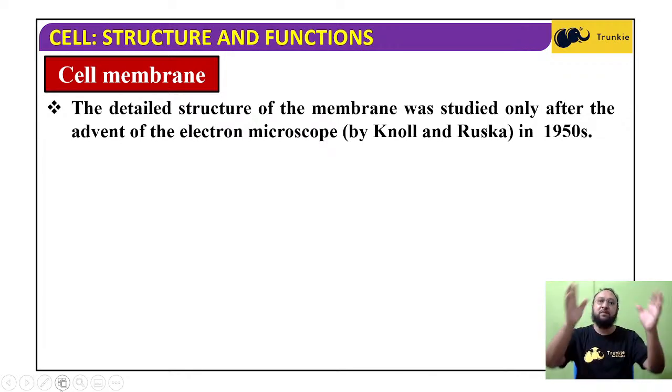But first of all, we need to study the plasma membrane or cell membrane. That is the limiting membrane, within which the cytoplasm or protoplasm is present, and the cell membrane is the boundary. The detailed structure of the membrane was studied only after the advent of the electron microscope, invented by Knoll and Ruska in 1950. So just imagine.